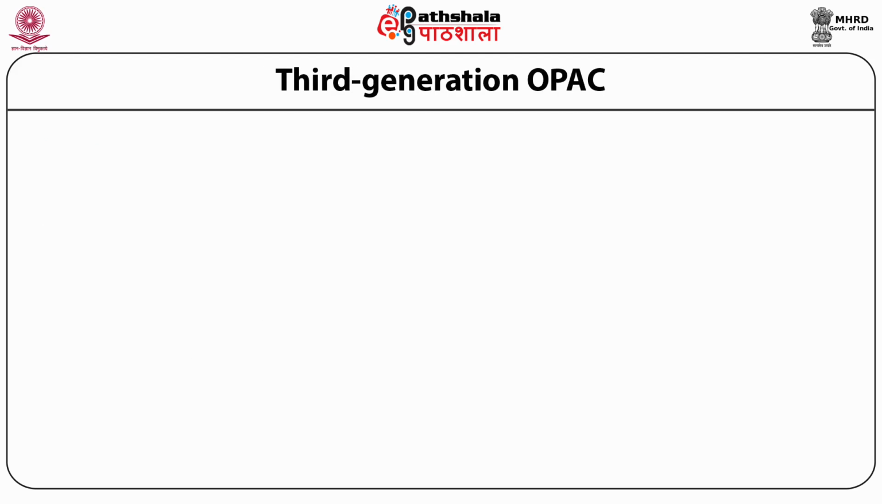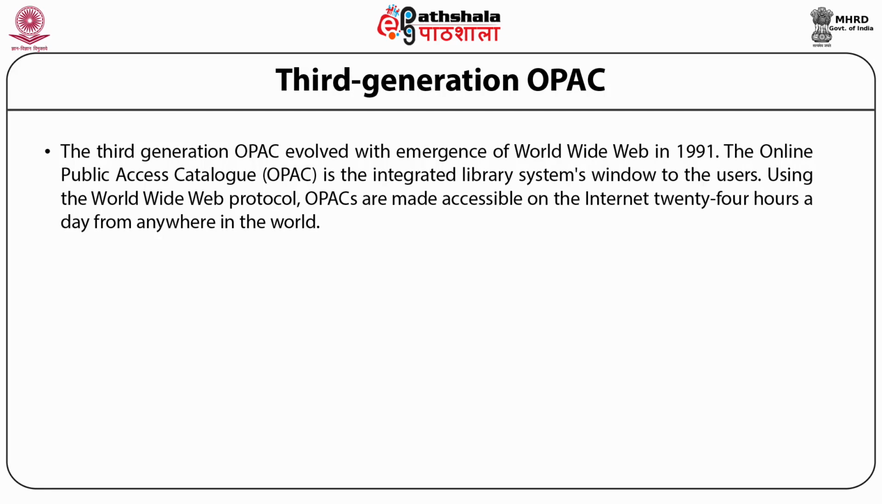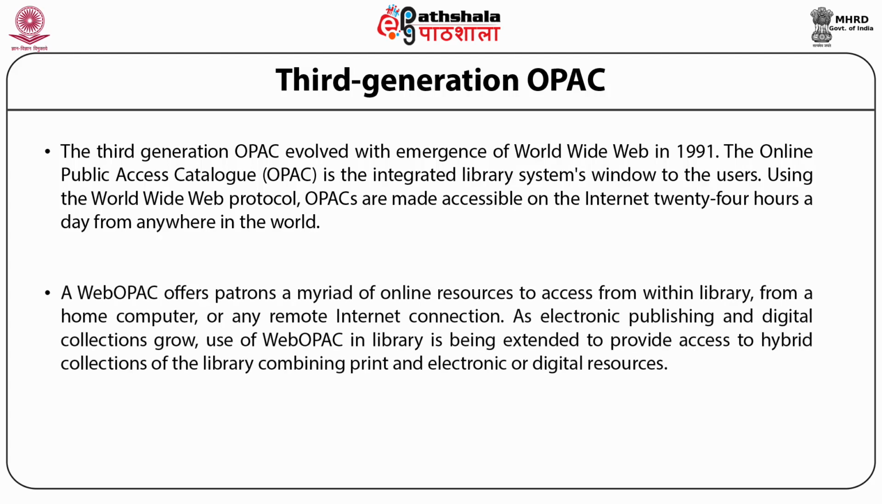Third generation OPAC. The third generation OPAC evolved with the emergence of the World Wide Web in 1991. The OPAC is the integrated library system's window to the users. Using the World Wide Web protocol, OPACs are made accessible on the internet 24 hours a day from anywhere in the world. A WebOPAC offers patrons a myriad of online resources to access from within the library, from a home computer or any remote internet connection.